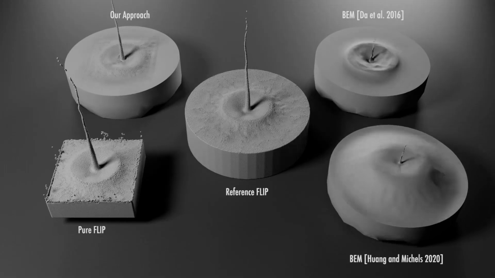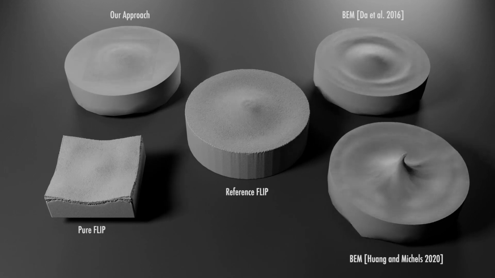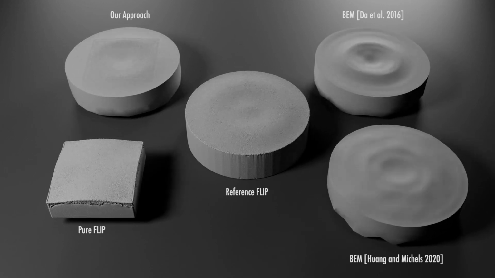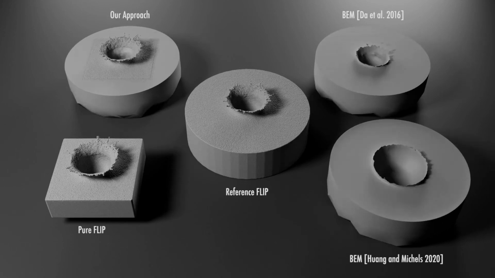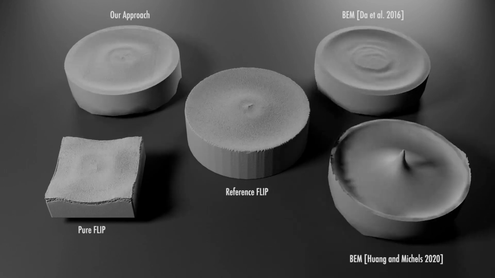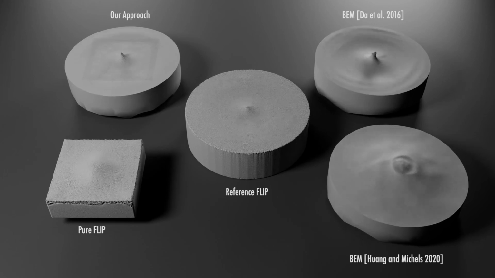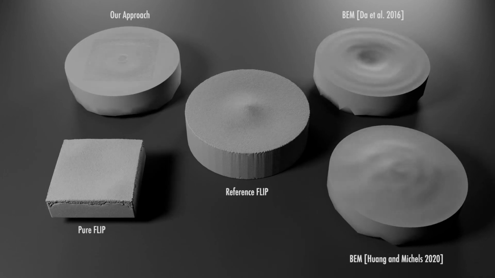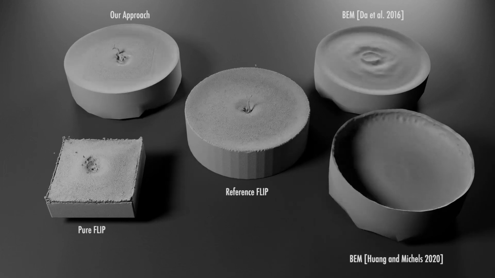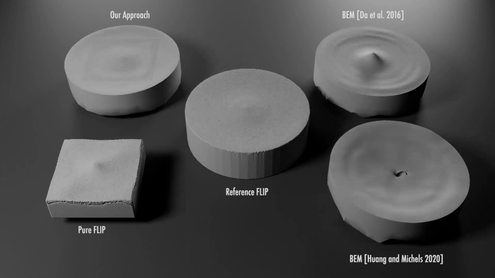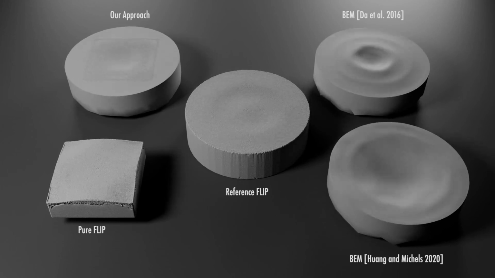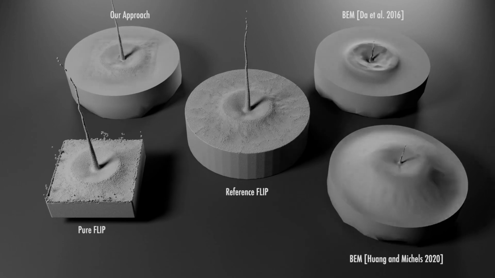We examine the ability of our two-way coupling to extend a small FLIP domain to a larger domain. At the center, the reference FLIP simulation is shown. Our hybrid algorithm at the top left corner matches the reference FLIP simulation. However, without coupling, the pure FLIP simulation in the small tank at the bottom left corner leads to a totally different result. At the top right corner, we show the pure BEM simulation.